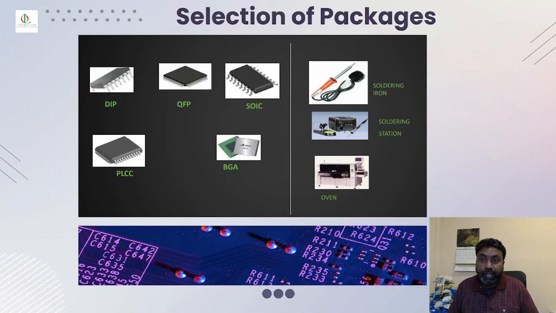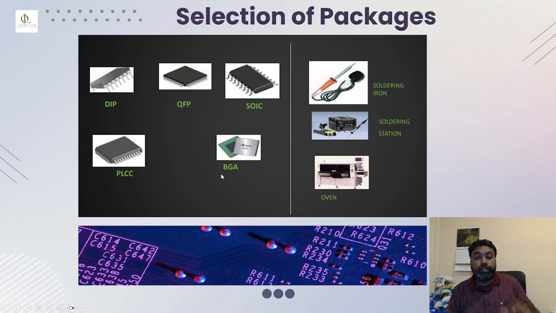Now we're going to talk about the selection of packages. As I kept saying from the first slide, the processors and the controllers, the DSPs, FPGAs come with packages. So there are a few packages that I've shown you here. DIP is a dual inline package, which is two rows with protruding pins like that. QFP is quad flat package. SOIC is small outline integrated circuit. PLCC is plastic leaded chip carrier. BGA is ball grid array. Most of the FPGAs are ball grid arrays.